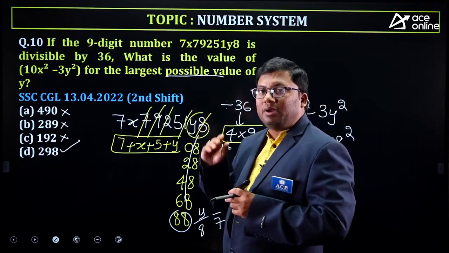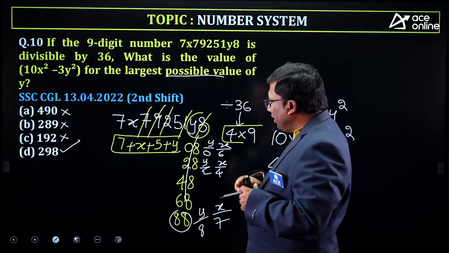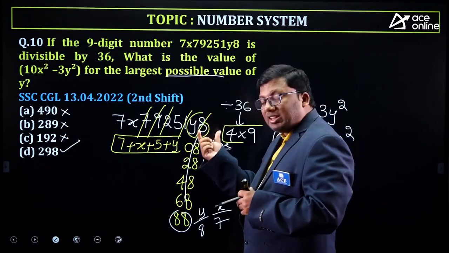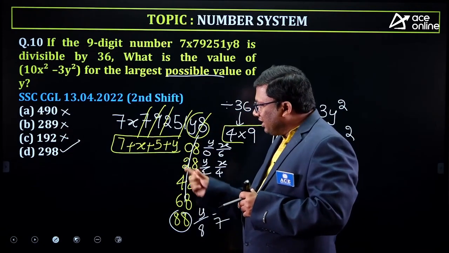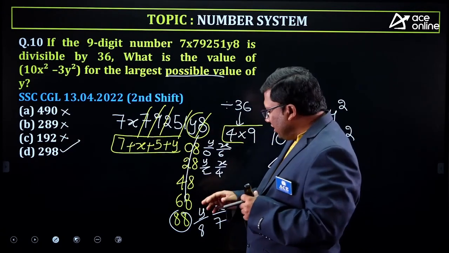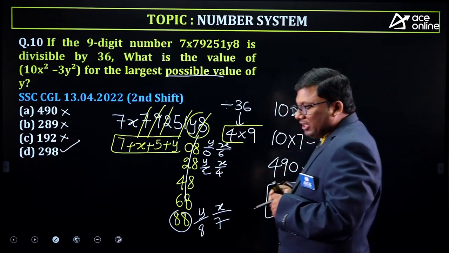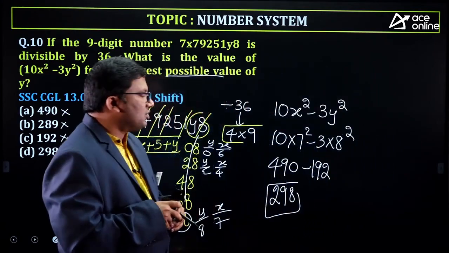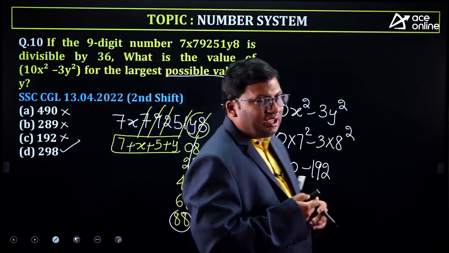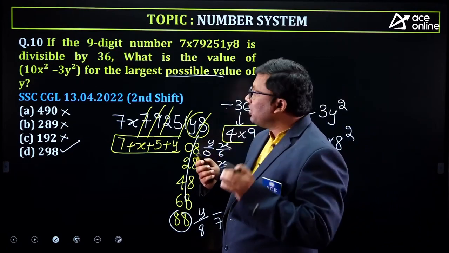It should be divisible by 36. 36 is 4 into 9. I took all the possibilities of the number getting divided by 4. I want the maximum value of y. Y is 8. 7 plus 5, 12. 12 plus 8, 20. 20 plus x, that means x will be 7. If y is 8, x is 7. So the answer will be 10 into 7 square minus 3 into 8 square. 490 minus 192. Answer is 298. I hope the idea is very much clear to you.